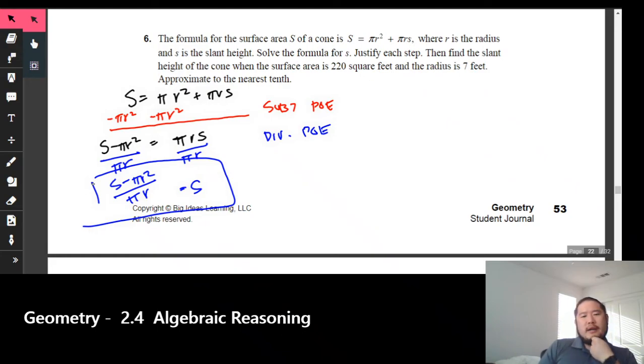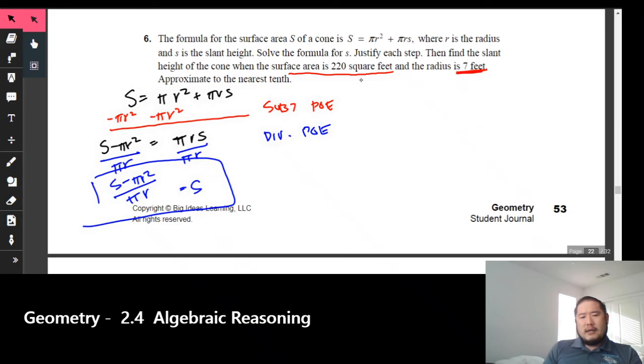Then it says right here, we want to find the slant height of the cone when the surface area is 220 square feet and the radius is 7 feet. Okay, so let's figure this out. Square feet, surface area. I see that as an important piece of information. And they give us the radius, which is 7.